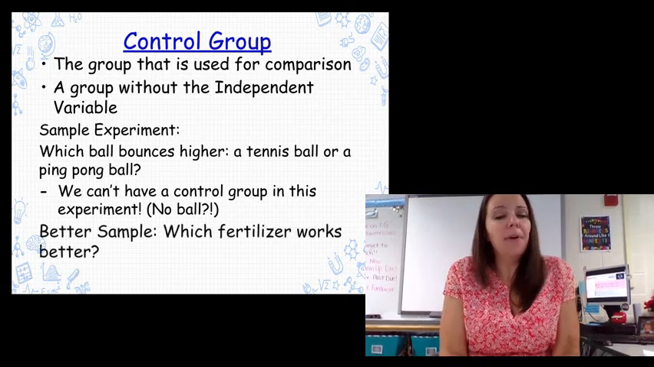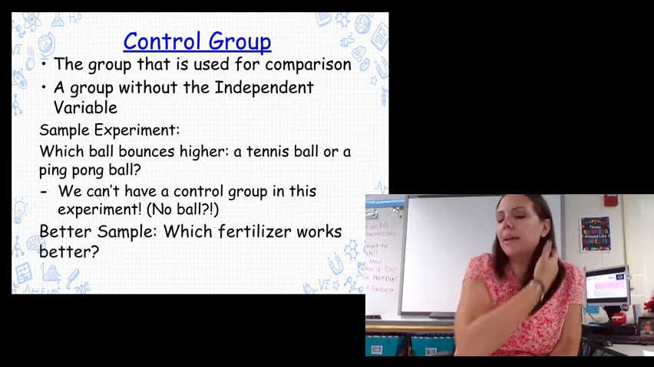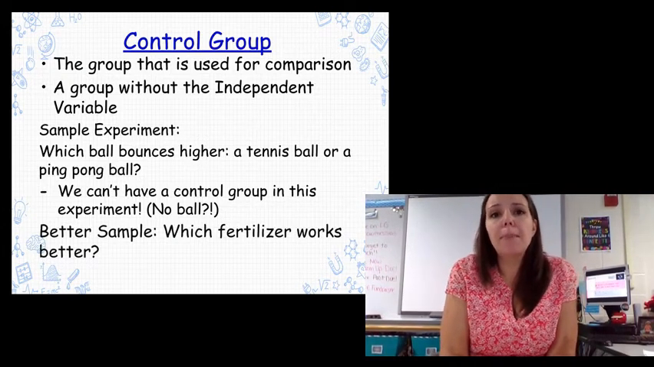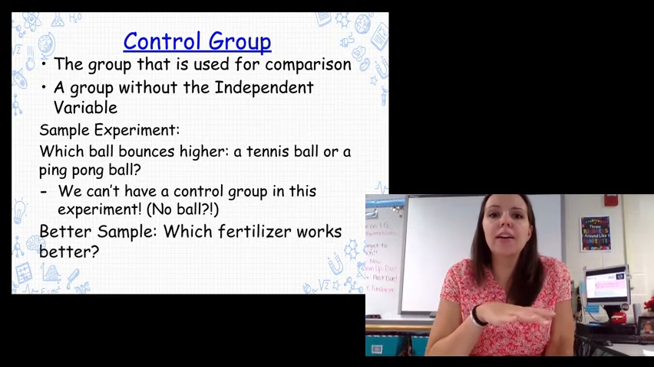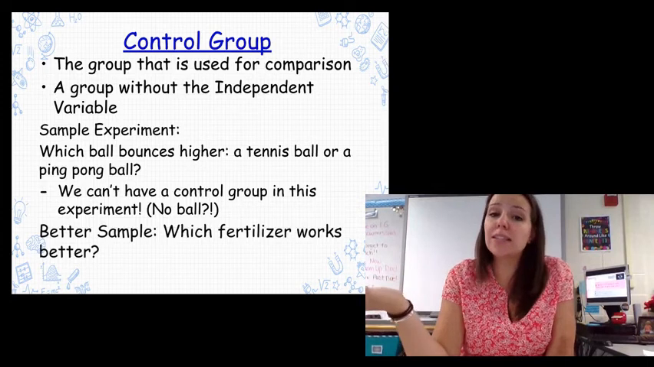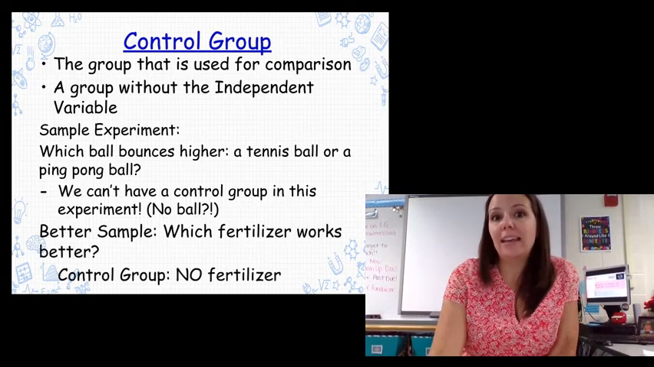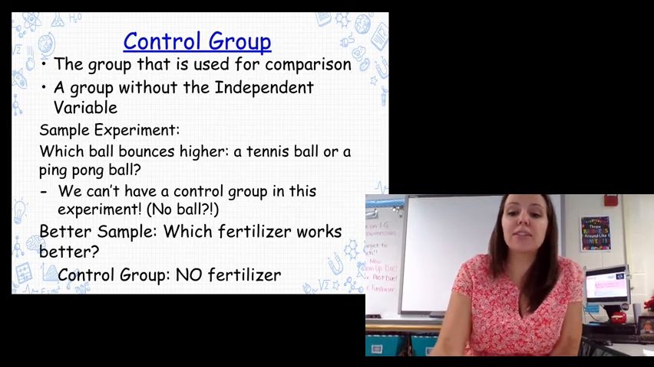But a better example would be which fertilizer works better. So if I was fertilizing plants in my garden, maybe I put Scott's fertilizer on one, Miracle-Gro on the other. I'd want a third plant to use as a control group that has no fertilizer, so I can see how a plant grows without any fertilizer. So a control group is when you do not have that variable. You have one group that you're just not treating with that change or that difference.